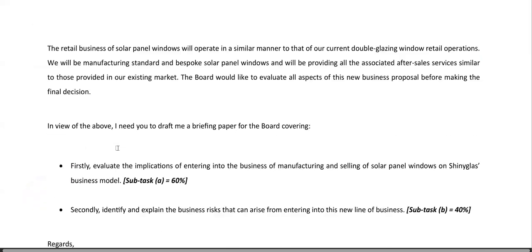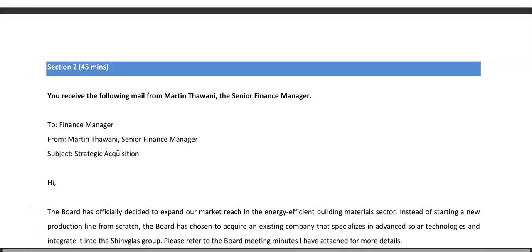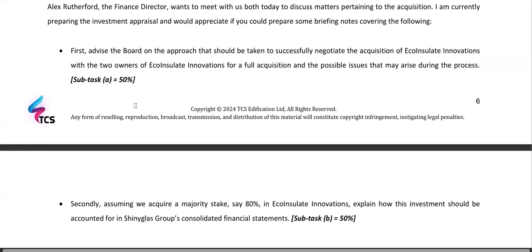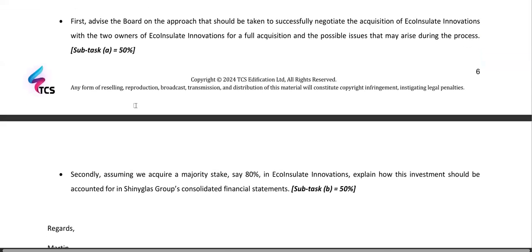And of course, we were considering an acquisition in the second section. And you might recall that we discussed the first subtask in last week's webinar, where it related to E2, with regard to the approach to successfully negotiate the acquisition.